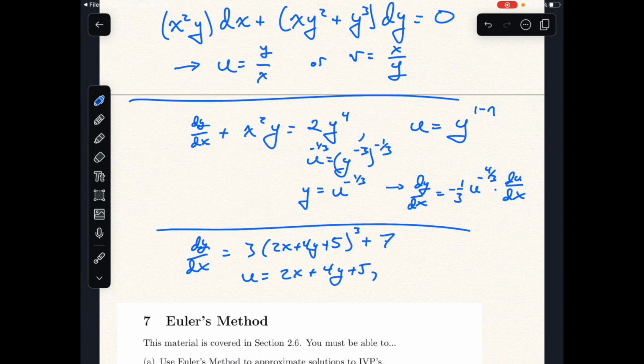You should also figure out what your du dx is. You just take the derivative with respect to x of both sides. Derivative with respect to x of u is du dx. With respect to x of 2x, that's just 2. Derivative of 4y with respect to x is 4 dy dx. And derivative of 5 is 0. Then you'll replace dy dx with something in terms of u, and you'll replace this term right here with just u. So you'll get 3u cubed plus 7 on the right, and then whatever you get when you solve for dy dx in this equation on the left.